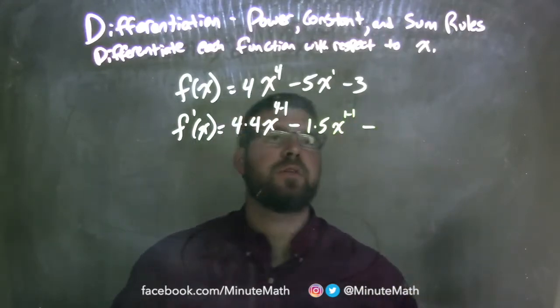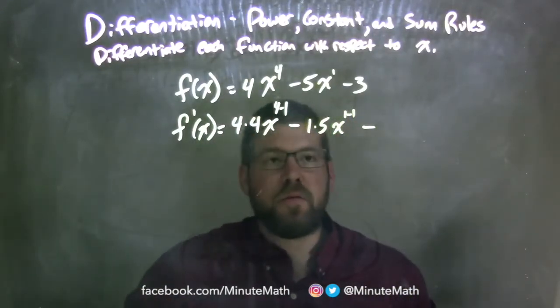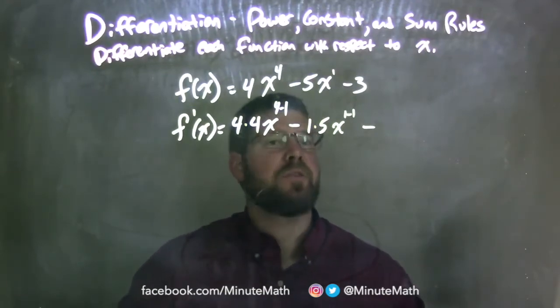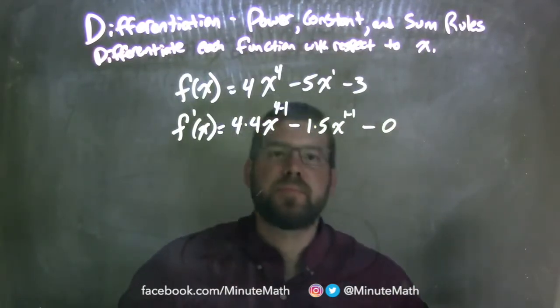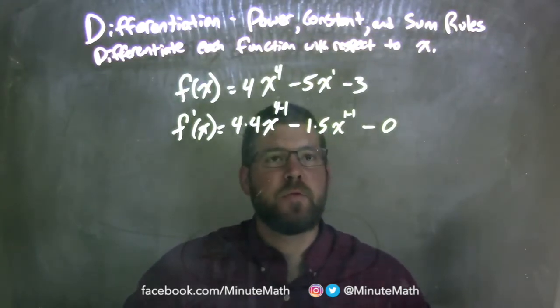And then minus just, well, derivative of 3. 3 is a constant. Derivative of a constant is just 0. There. Okay? So now let's go simplify this.